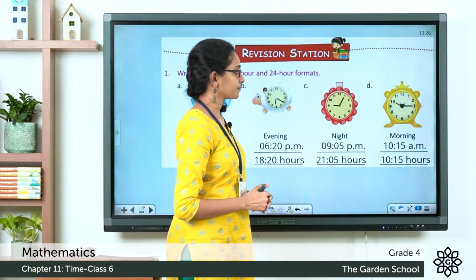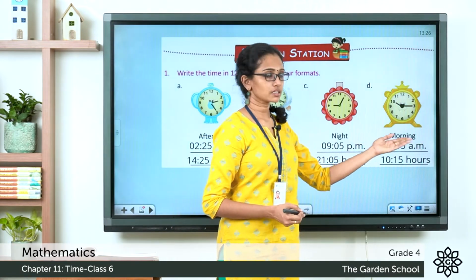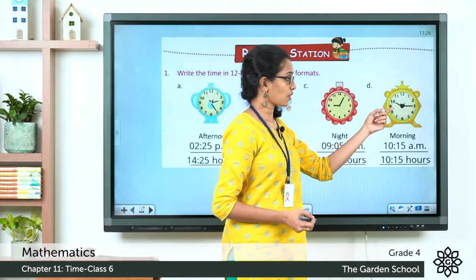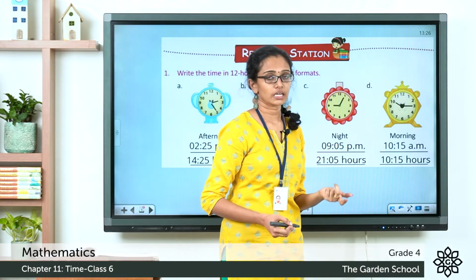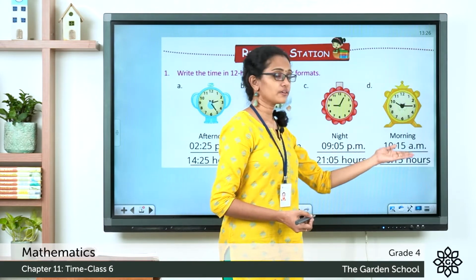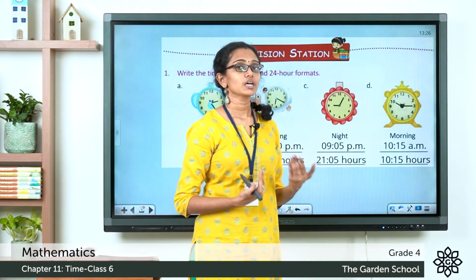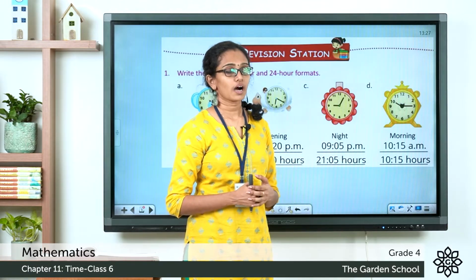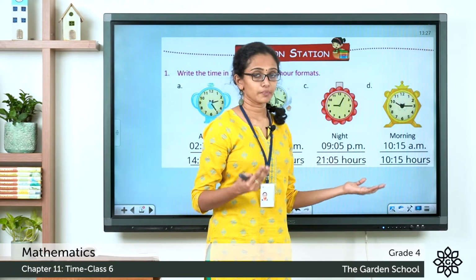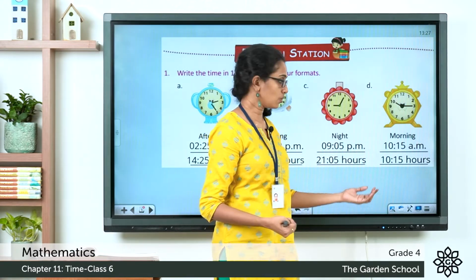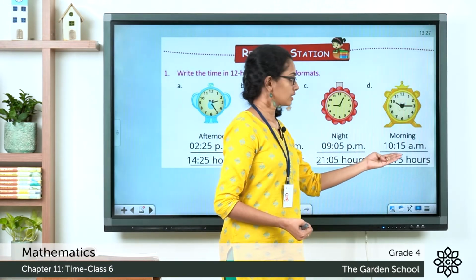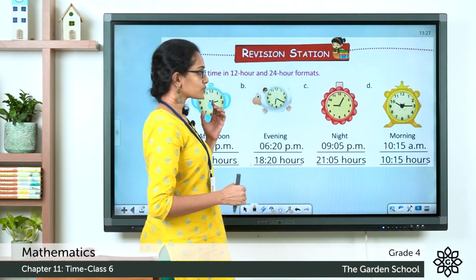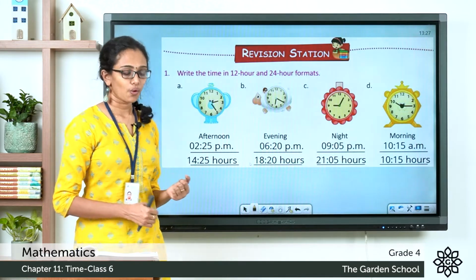Now, the fourth one. Here, it is morning. The clock is showing the time in the morning, the hour hand is pointing to 10, the minute hand pointing to 3. So, it is 10:15 AM, or it is 10:15 in the morning. The equivalent in 24-hour format is, since it is morning before 12 o'clock in the noon, the time is 10, then the 15 minutes. So, it is 10:15 hours. So, I hope these questions are clear to you. Now, let's move on to the next one.